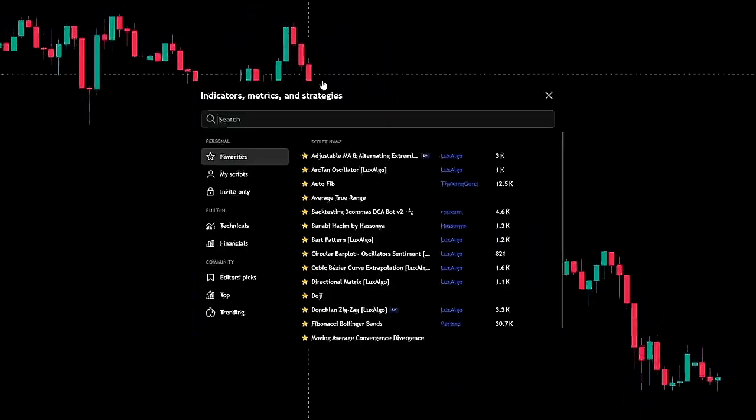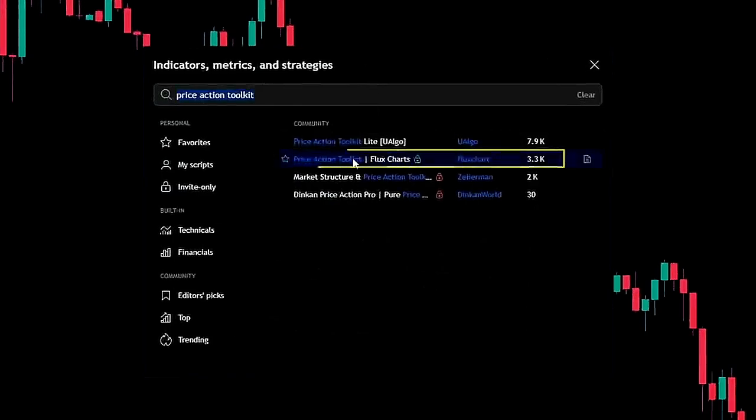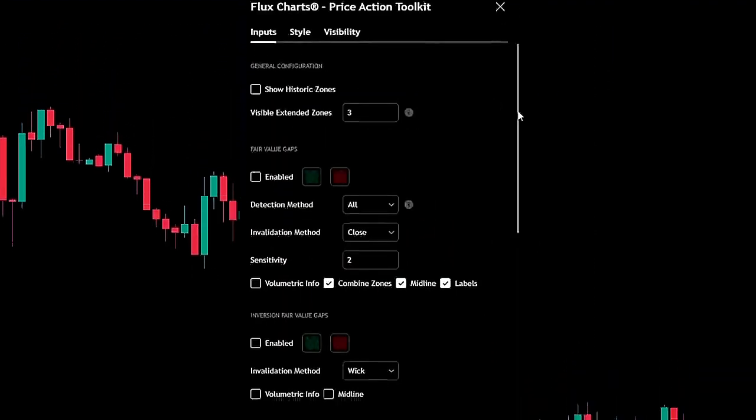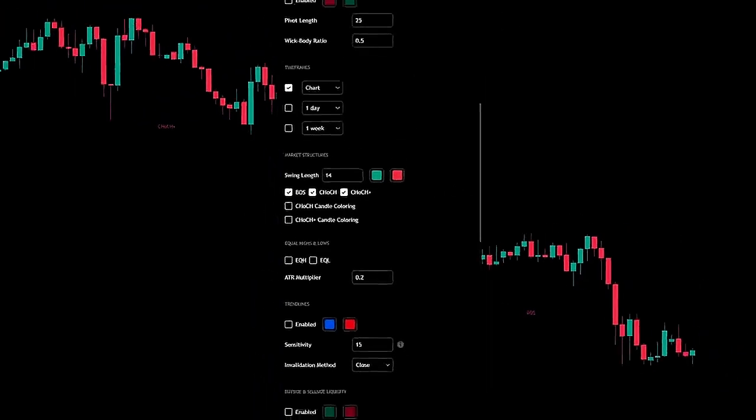From the Indicators tab, type Price Action Toolkit and click on the indicator provided by Flux Charts. When you open the Settings tab, you will see many options to apply to the chart. But for now, let's mark the BOS and CHOCH and CHOCH+ in the Market Structure section.